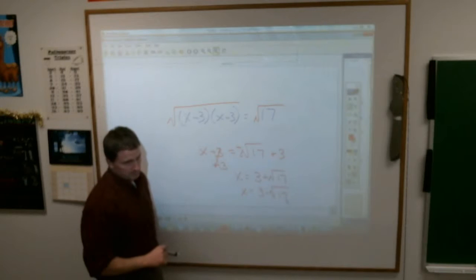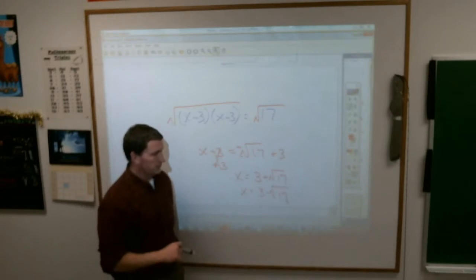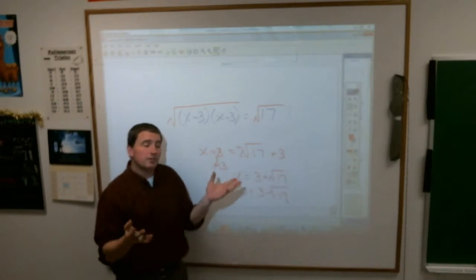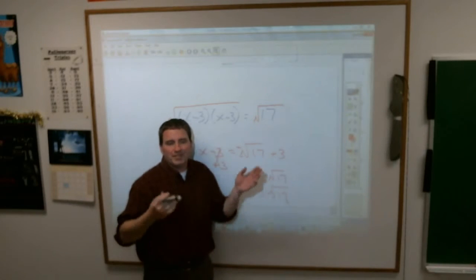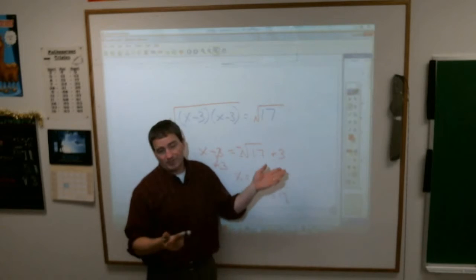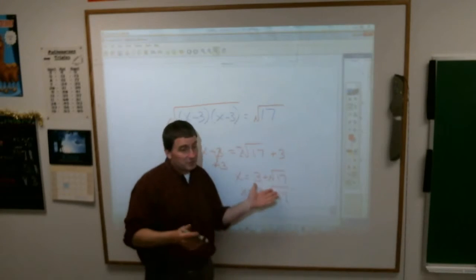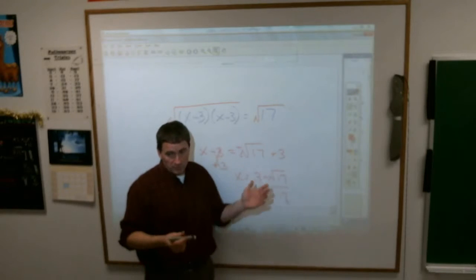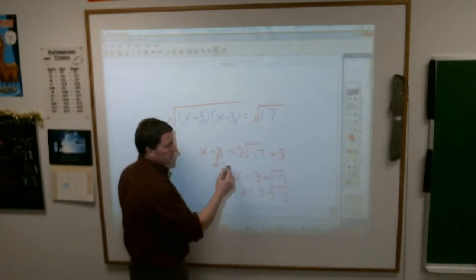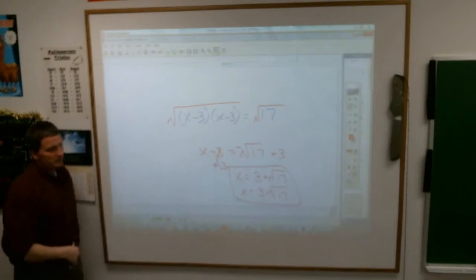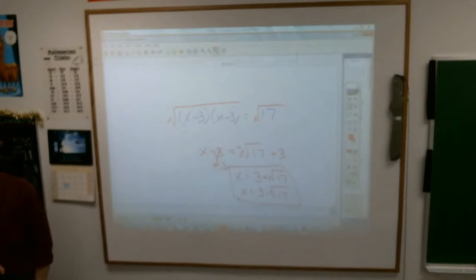How come you can't add it to the square root? Because they're not the same thing. The square root of 17 is not the same thing as 3. You could think about what the answer would be close to. If you had a calculator, you could pop in the square root of 17. It's going to be 4 point something because it's between 4 and 5, and your answer is going to be close to 7 if you wanted to get close. But we don't need to get close. We're just going to leave it as irrational numbers, as square roots, and that is simply going to be it.